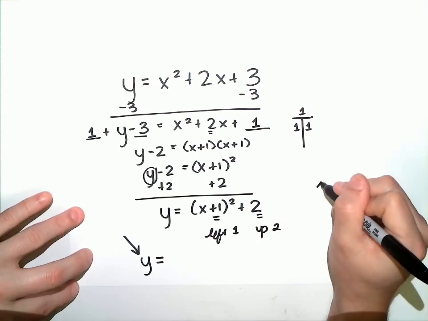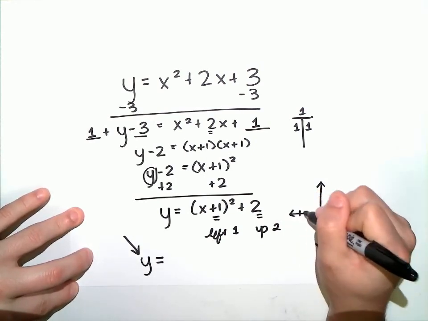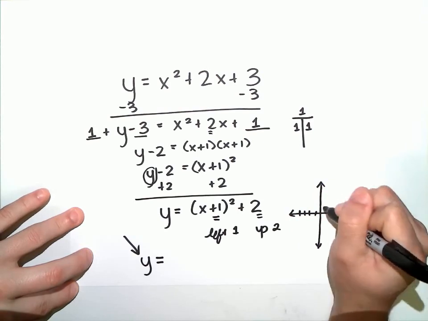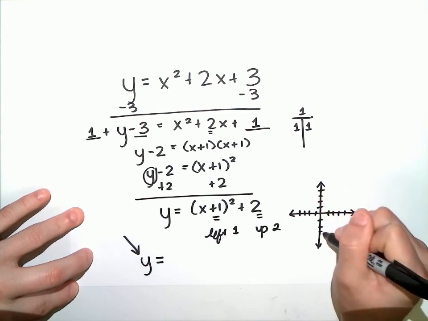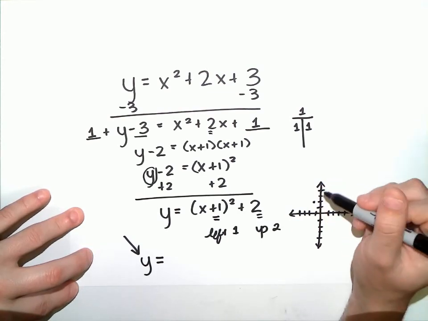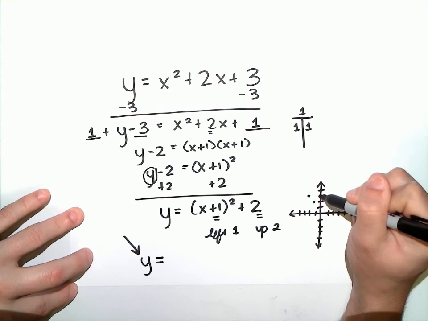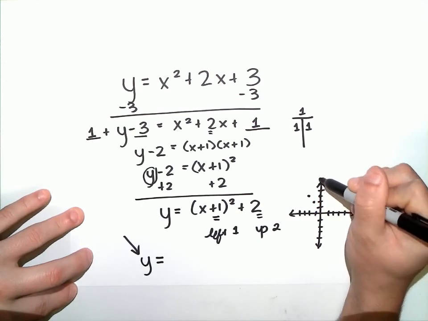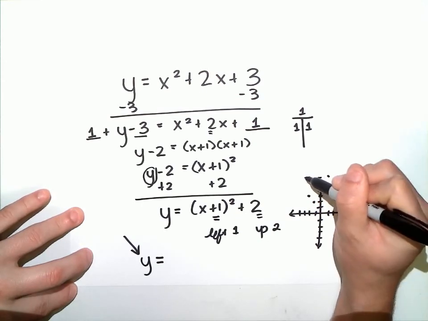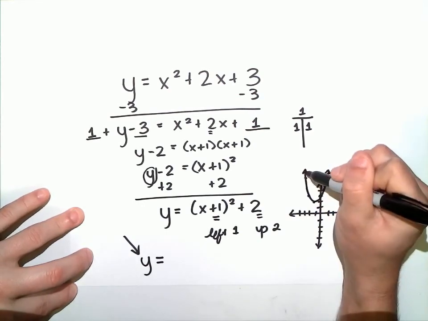So if I wanted to go ahead and graph this, I would start left 1, up 2, and from that point, I would go up 1 over 1 on both sides, and then I'd go up 1, 2, 3, and over 1 on both sides, and I'd get my parabola.